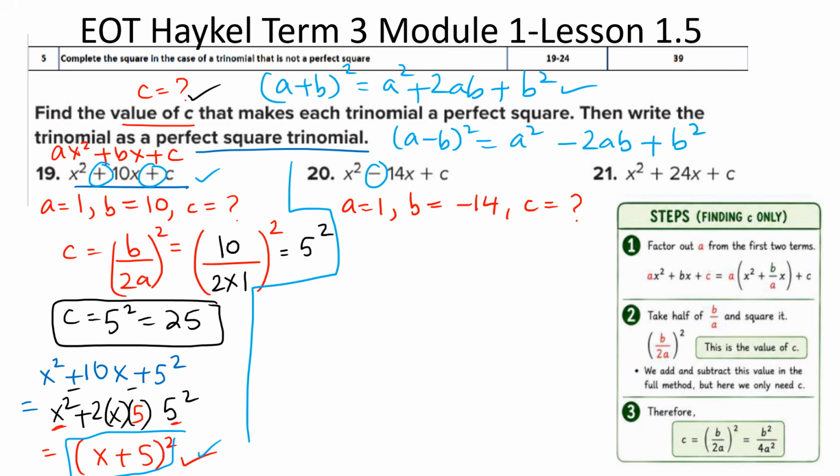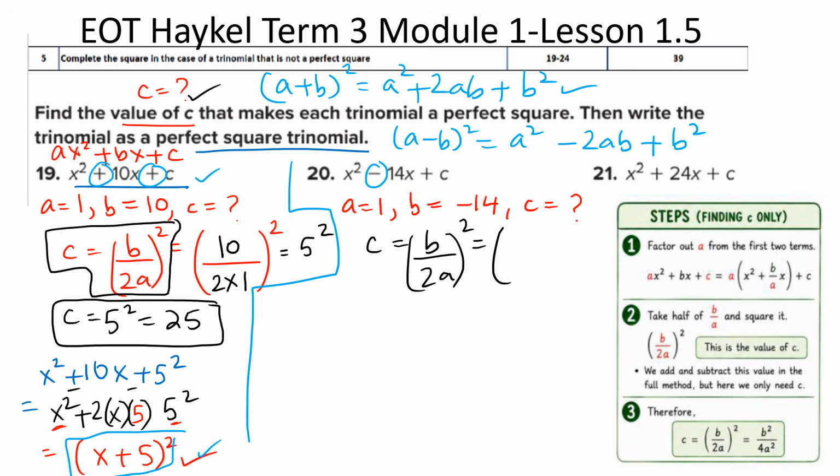I'll use the same formula. C is equal to (B divided by 2A) whole square. So when I put the value, carefully using calculator, don't make mistake. So B is negative, minus 14, 2 times A, so this is minus 7 square. C value is 7 square or 49.